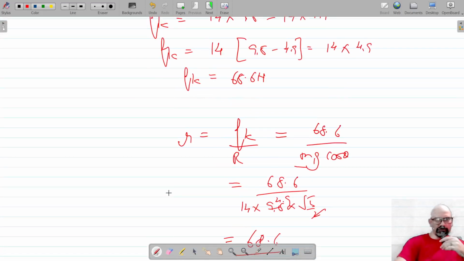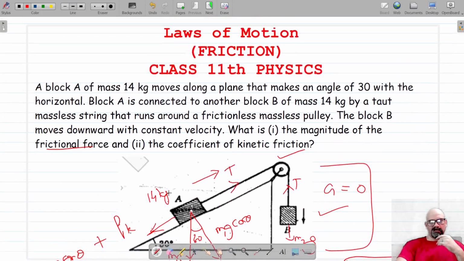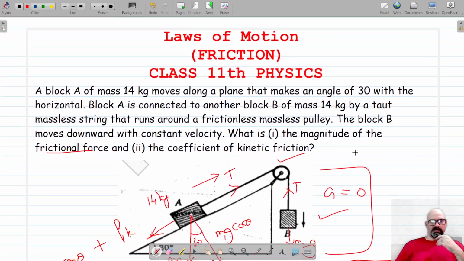Right. With this we are done with finding the magnitude of the frictional force and the coefficient of kinetic friction.